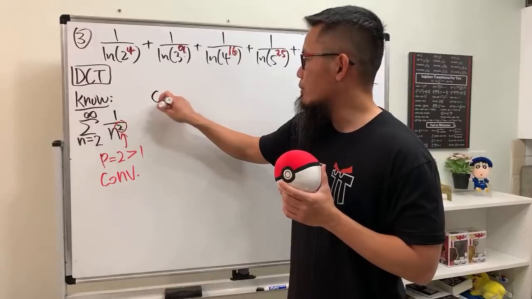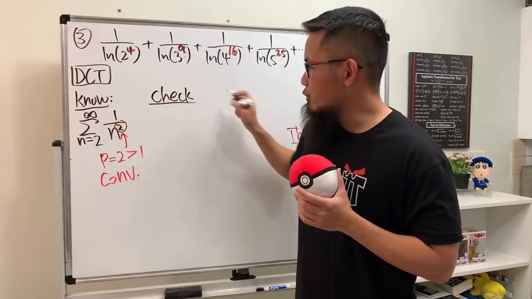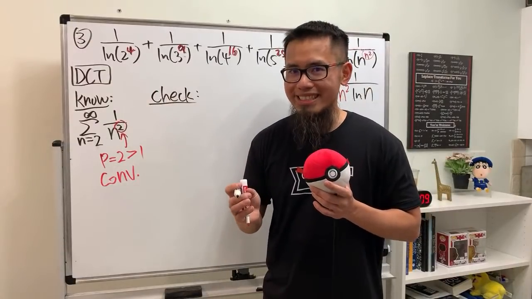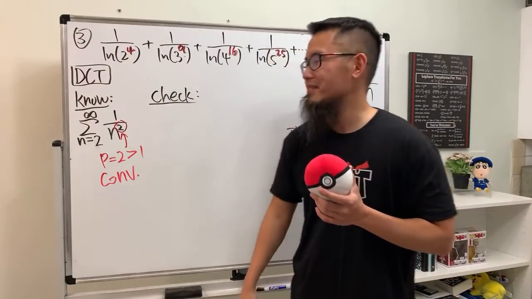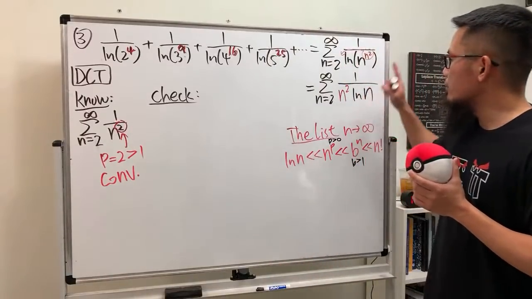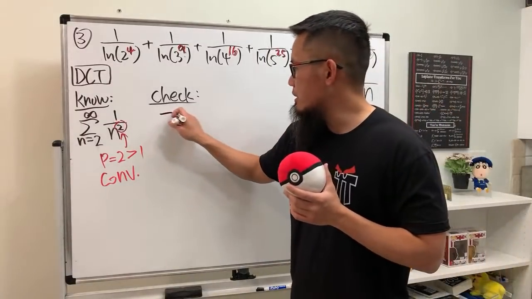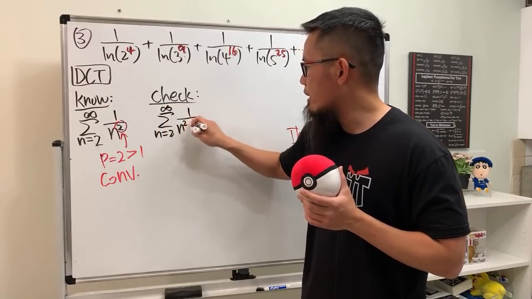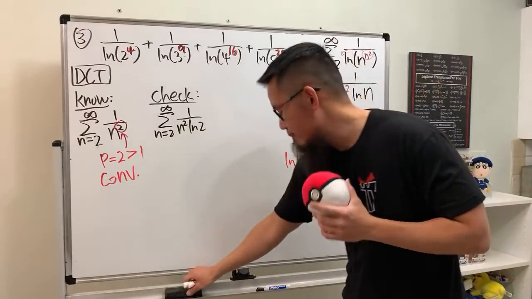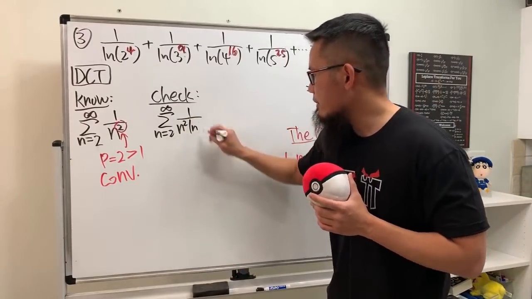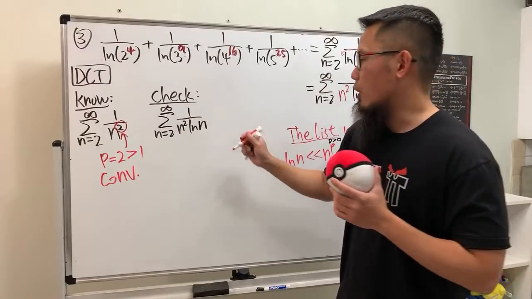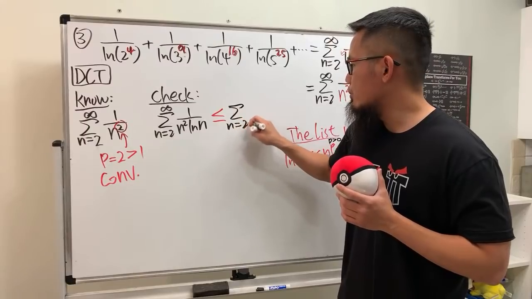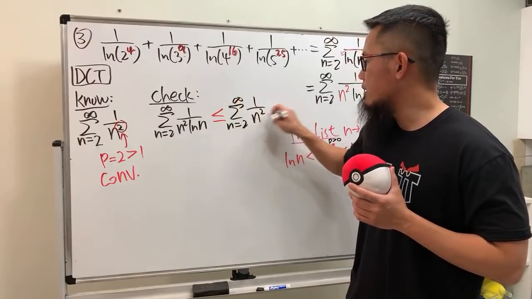Next, we are going to just do the check. And remember, we are doing the direct comparison test. So we have to do what? We have to do inequalities. So we are going to put this down, which is the series as n goes from 2 to infinity, 1 over n squared ln n. We hope to show this is less than or equal to the series that we know, which is 2 to infinity, 1 over n squared.